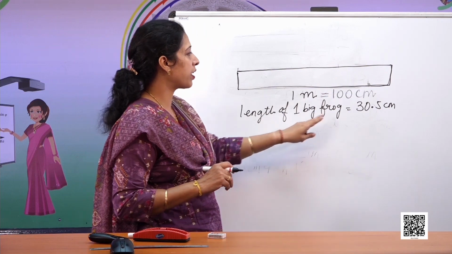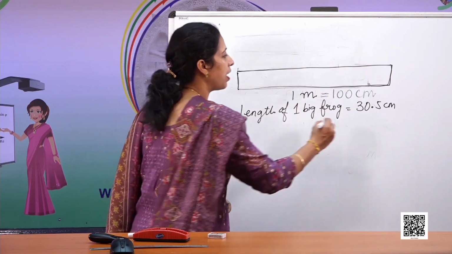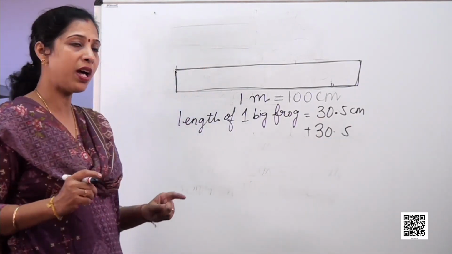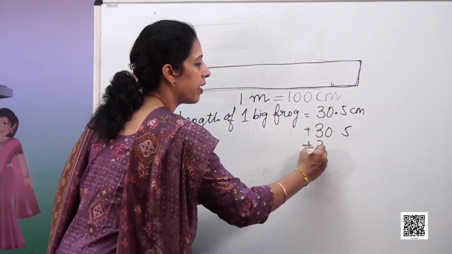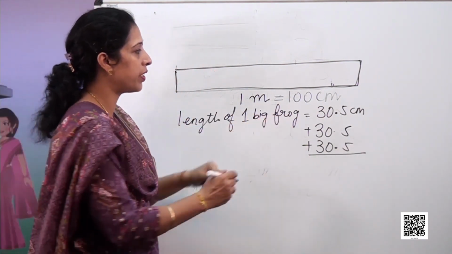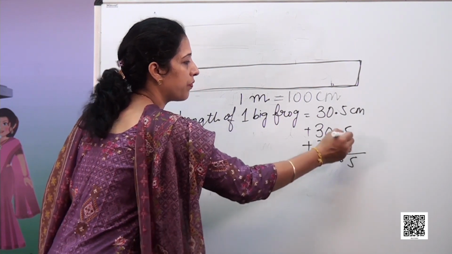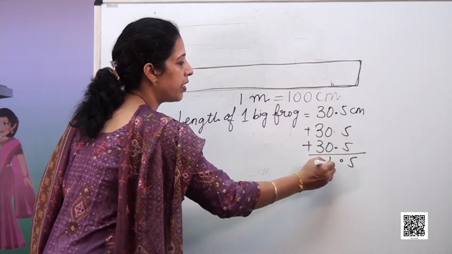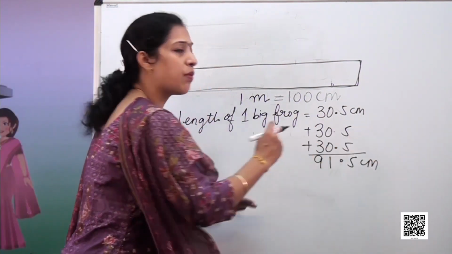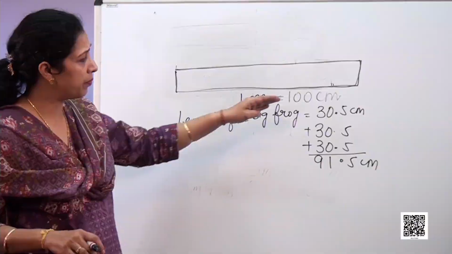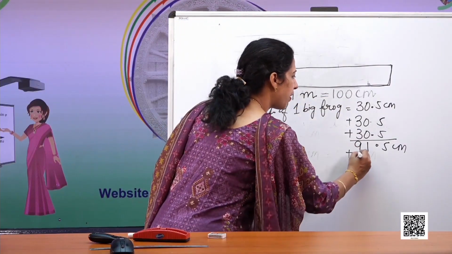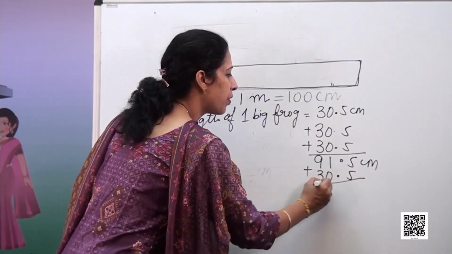So one big frog equals 30.5. If I put two big frogs, then it will be plus 30.5. Then if I put another big frog, it will be another 30.5. So let's find out how many big frogs we can fit. This is 30.5, 61, and 91.5 centimeter. If I add one more frog, will it fit into 100? Let's see, 91.5 plus 30.5.